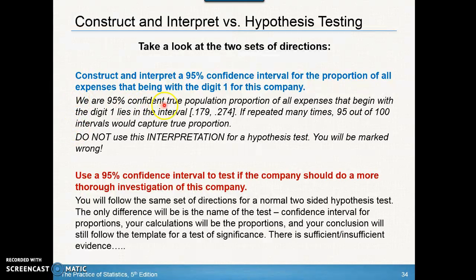We are 95% confident that the true population proportion of expenses. This is the interpretation. Do not use this interpretation for a hypothesis test. You will be marked wrong. Be very careful when looking at these directions, what they're asking you to do. This is the old thing, and then in the next video, we'll take a look and see what this means.